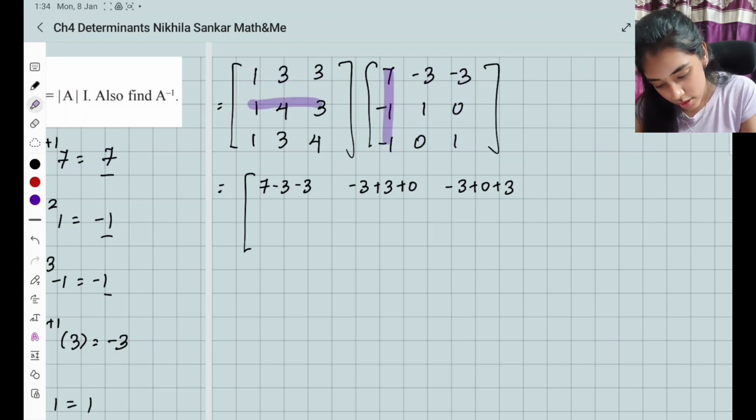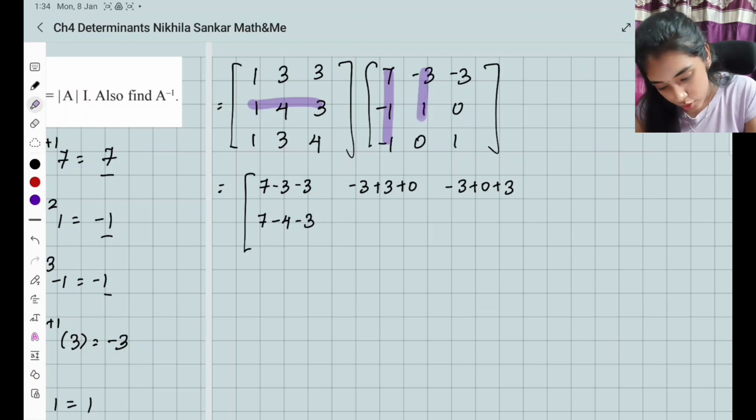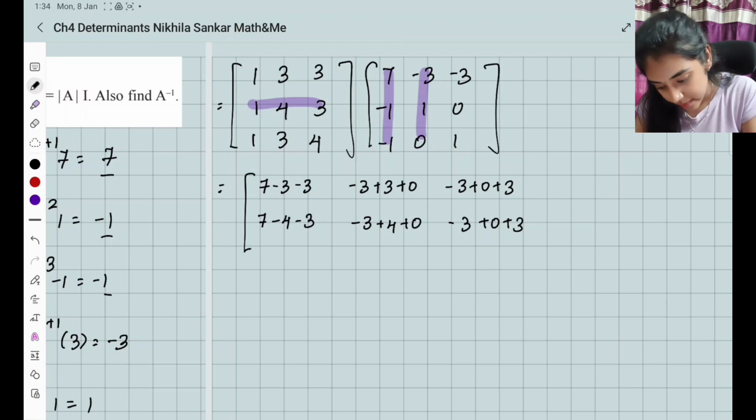So I have second row, first column. So this is going to be 7 minus 4 minus 3. Then second row, second column. So this is going to be minus 3 plus 4 plus 0, minus 3 plus 0 plus 3. Then when I erase this, I'm going to focus on the last row.